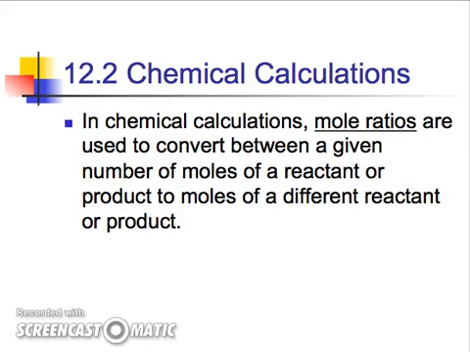This is the first part of the notes for section 12.2 on chemical calculations. This one's dealing with mole ratios and one-step mole-to-mole conversions. So in chemical calculations, mole ratios are used to convert between a given number of moles of a reactant or product to moles of a different reactant or product. Mole ratios, that's a key concept. They'll be in every different stoichiometry problem that we do.